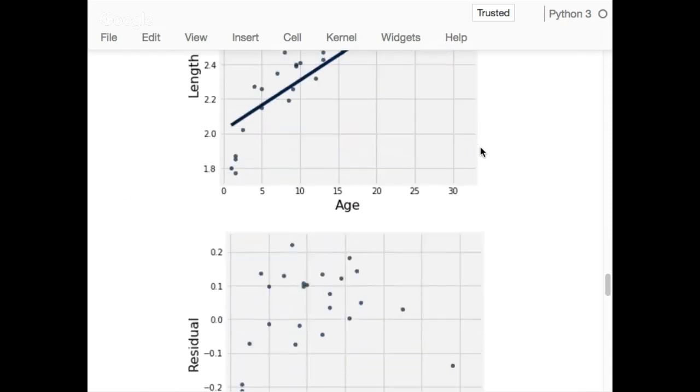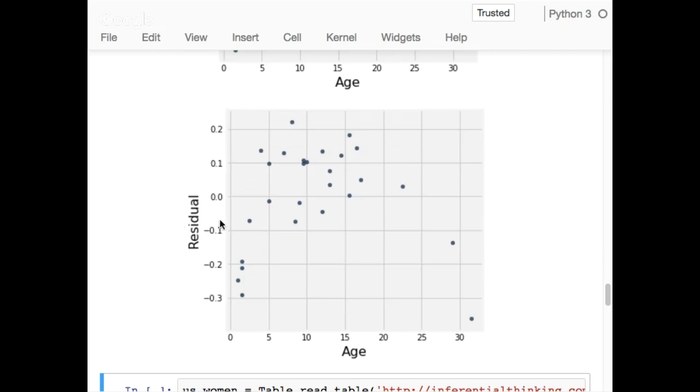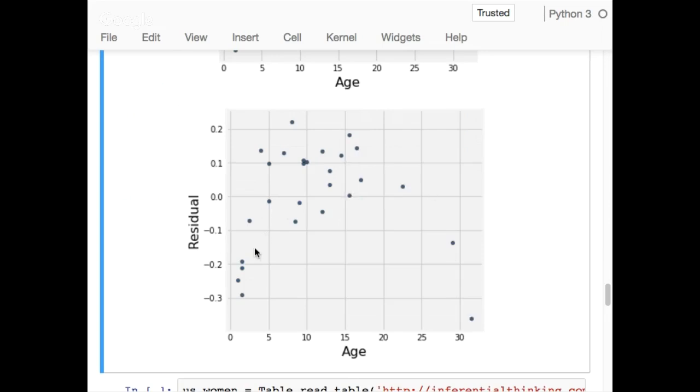And in fact, if I look at the residual plot, so here are the residuals, not really random. It's a definite curve-looking thing here. So I would say probably not a good idea to use a line for this data. Right?